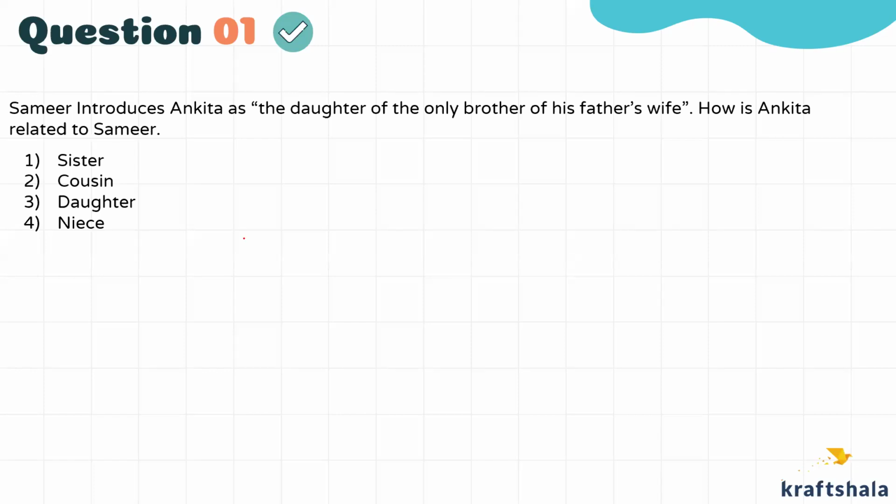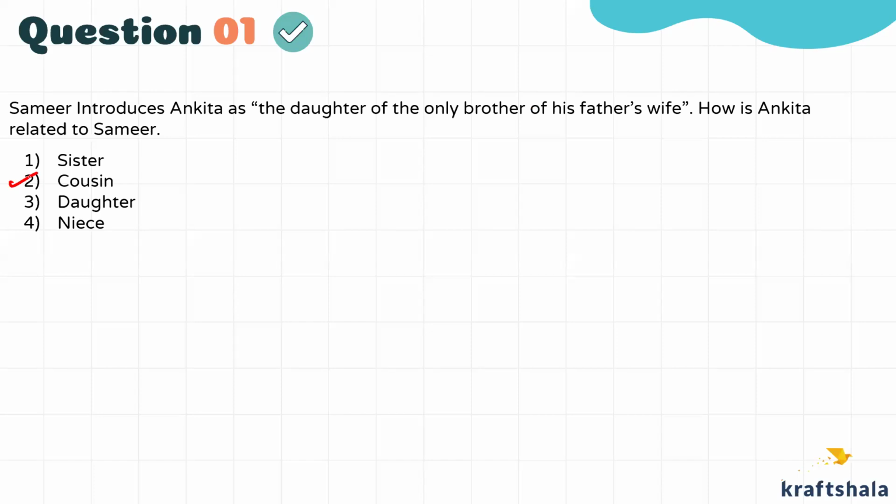So the first step is to identify the speaker, who is Samir in this case. Samir says daughter of the only brother of his father's wife. Again, Samir's father's wife, Samir's mother. Samir's mother's only brother. Mother's brother is maternal uncle. So Ankita is Samir's maternal uncle's daughter. And who is a maternal uncle's daughter? Cousin.